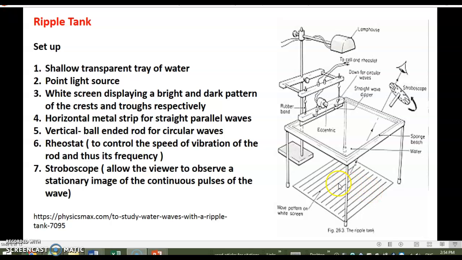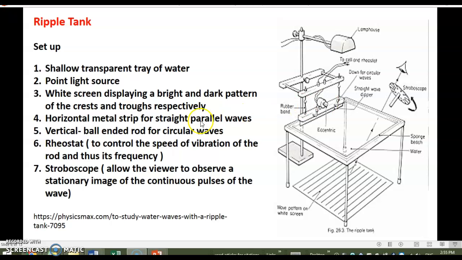Either the horizontal metal strip for straight parallel waves is used, or the vertical ball-ended rod for circular waves, so it could be converted here. This all depends on the objective of usage. Okay, so this is the straight, horizontal one, or it could be turned around in order to use the balls, so that circular waves or ripples are formed in the water.